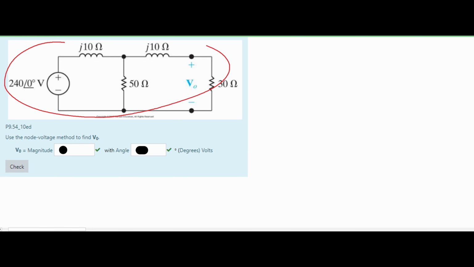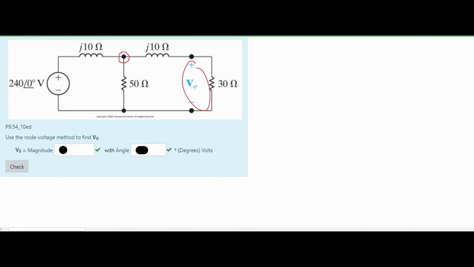We're given the following circuit diagram here, and we need to use the node voltage method to find our V0. And then we're going to solve for this in the polar form right here. Well, to do the node voltage method, we need to have a node that we are going to be looking at. This is really our only node.